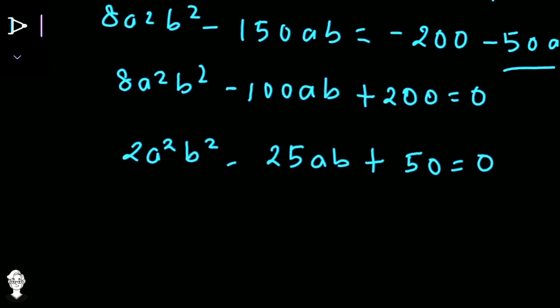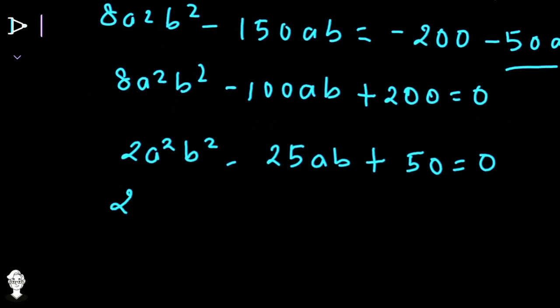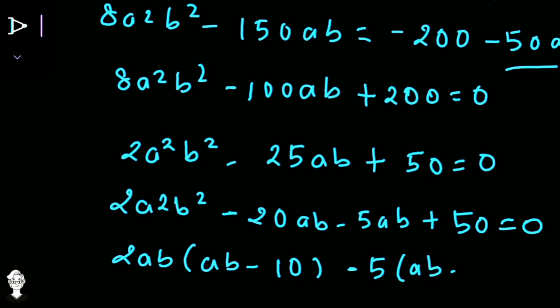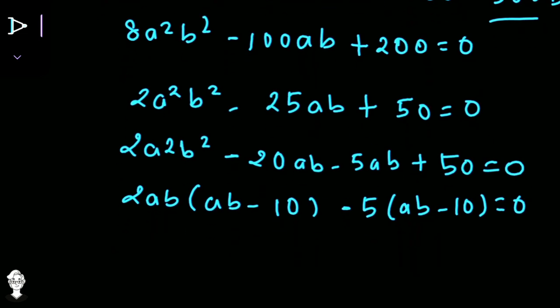Now let us factor it out, so I can observe it would be factored out this way. 2 times a square b square, it's 200, 2 into 50 is 100, and the answer we need is positive, so it would be negative 20 ab, negative 5 ab, and positive 50 is equal to 0. So from here, 2 times ab is taken common, so ab minus 10, and from here negative 5 is taken common, so ab minus 10, and that is equal to 0. So from here we get that ab minus 10 or else 2 times ab minus 5 is equal to 0.